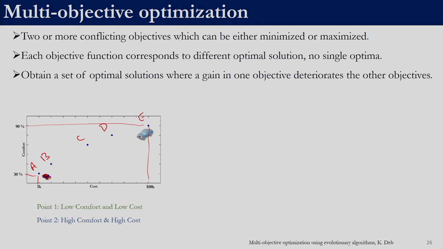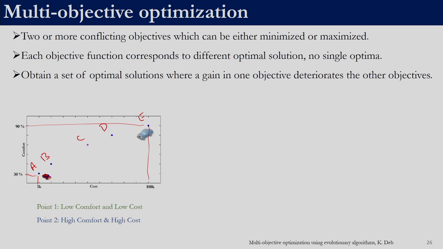So that is easy, that is single objective optimization. Same way, if someone were to say that minimizing cost is their objective, then it is easy to choose car A because it has the lowest cost. But if someone were to say that maximizing comfort and minimizing cost is their objective, then all these five solutions A, B, C, D, E are equally good, right?